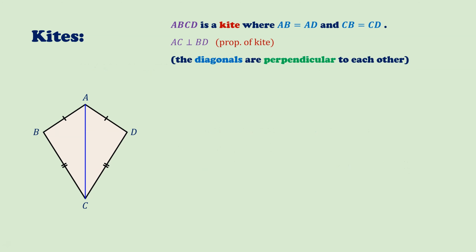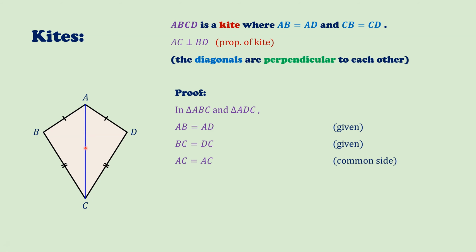Let's see why the diagonals of a kite are always perpendicular to each other. We can actually prove this property. First of all, we can join AC to divide the kite into two triangles. Now in triangles ABC and ADC, we should know that AB is equal to AD. This is given. And then we should know that BC is equal to DC. This is also given. And then we should know that AC is equal to AC because this is the common side of the two triangles. As a result, we can conclude that the two triangles are congruent because of side, side, side.